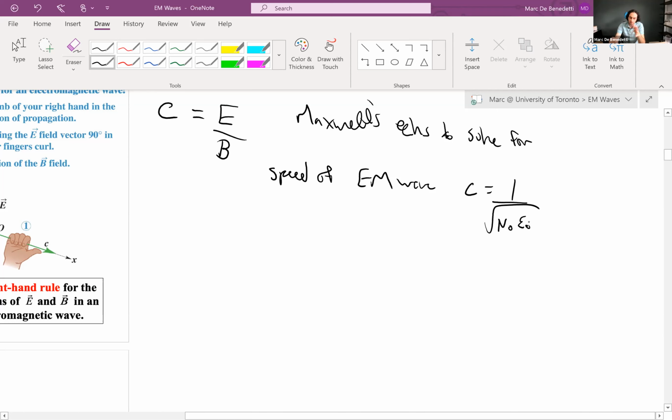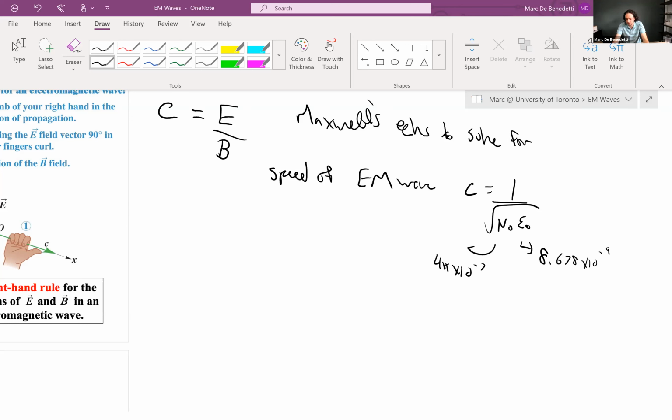And we know what these are separately. We know mu naught is 4 pi times 10 to the minus 7, I believe. And epsilon naught was, I'm really testing my memory now, 8.678 or something like that, times 10 to the minus 9. I don't know. I'd have to look up epsilon naught off the top of my head. If anyone live at the moment knows the value of epsilon naught off the top of their head, please throw it into the chat.